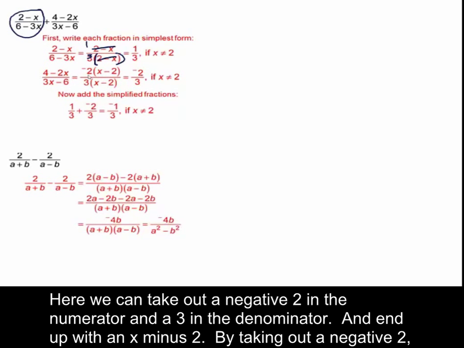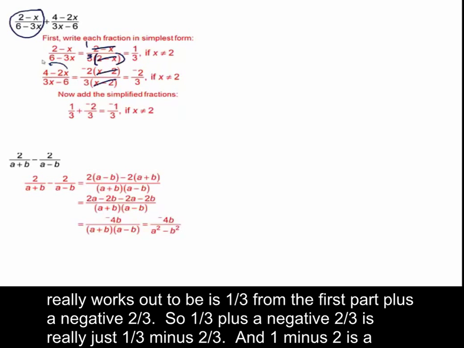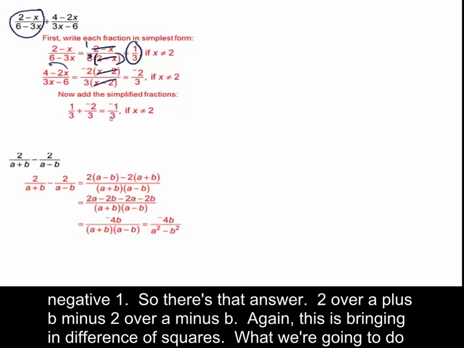By taking out a negative 2, we are left with, because I'm flipping these around, okay. And those then go away, and we're left with a negative 2/3. And so what this really works out to be is 1/3 from the first part plus a negative 2/3. So 1/3 plus a negative 2/3 is really just 1/3 minus 2/3. And 1 minus 2 is a negative 1.